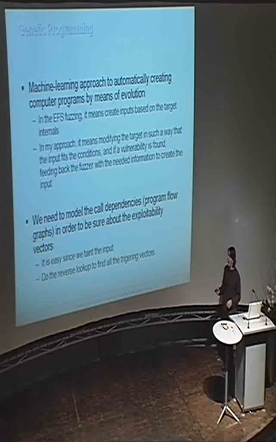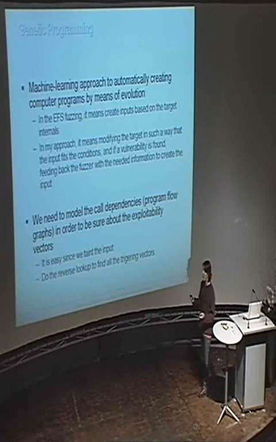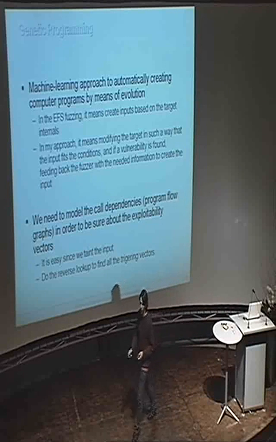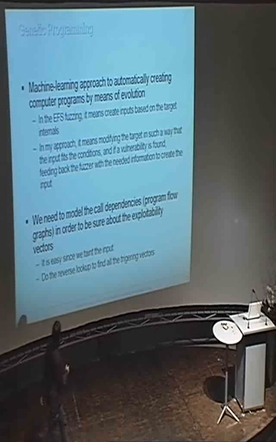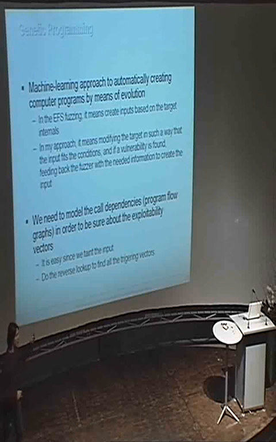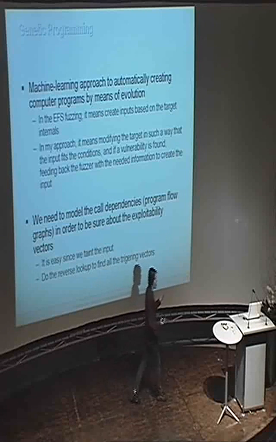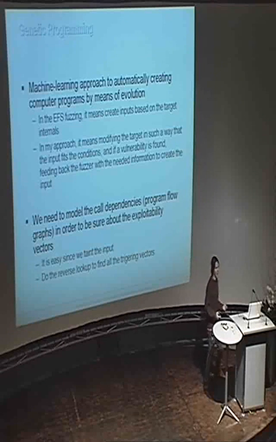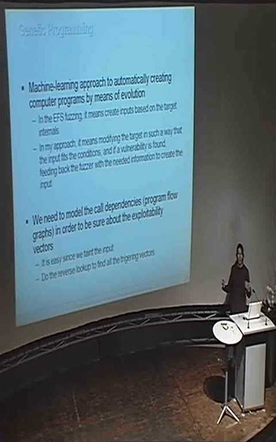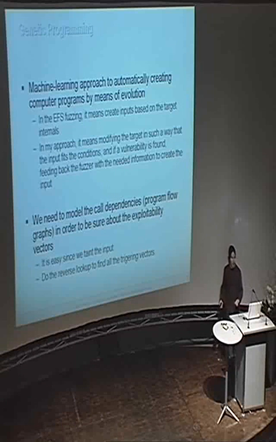Some of the algorithms used in this approach are machine learning algorithms for evolutionary fuzzing, and SAT solvers and stuff like that. And of course, we need to create a model and keep track of all the call dependencies. That's why WinDbg and IDA are really great, because they help you to do that. You don't really need to code everything. You can just use what they already provide for you.